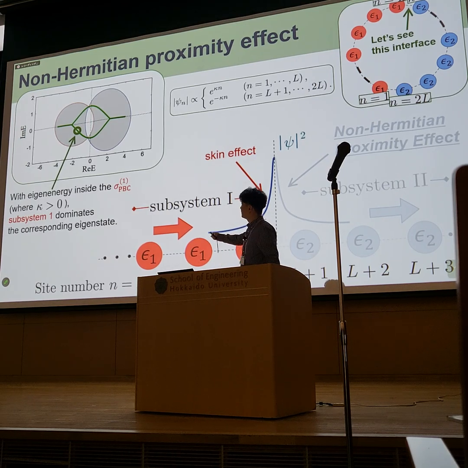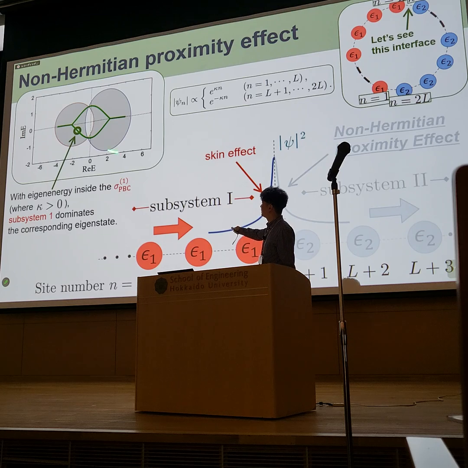So for example, if we look at the eigenenergies inside the PBC spectrum of subsystem 2, then subsystem 2 dominates the entire system. Then it would be localized at the right edge of subsystem 2 and the left edge of subsystem 1.